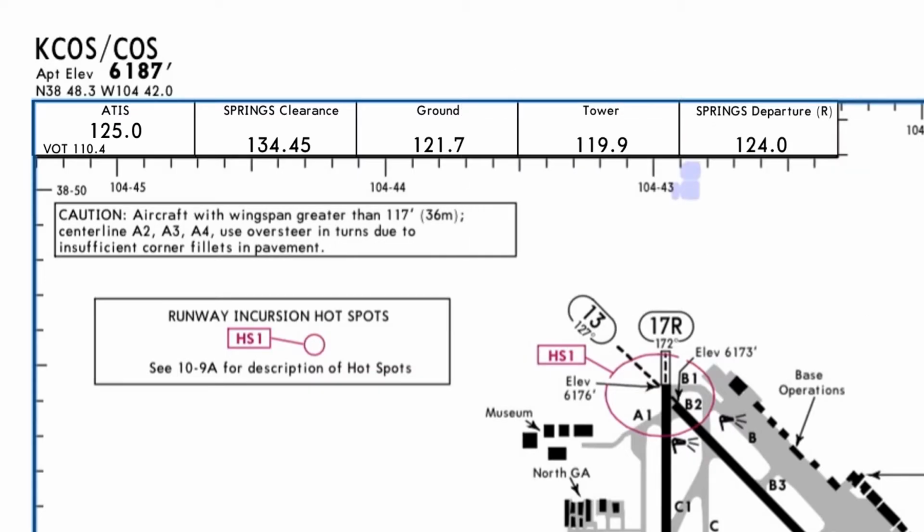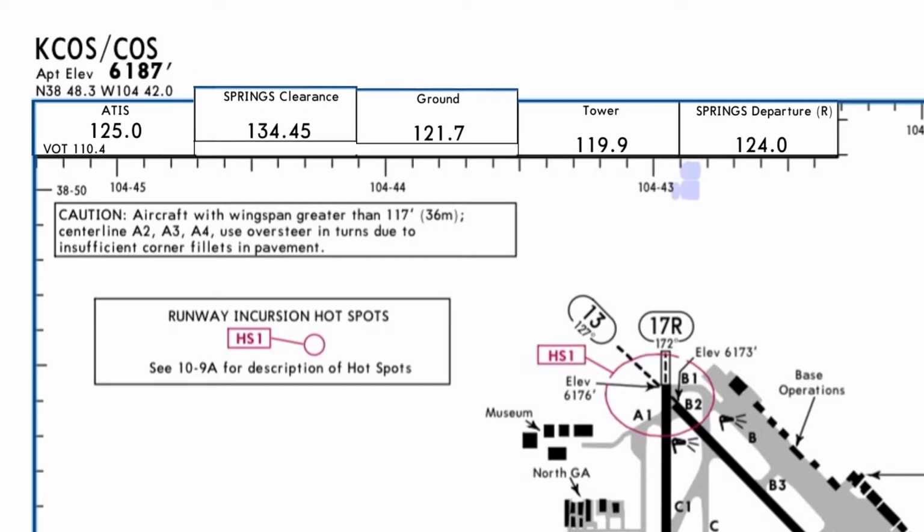Let's say we're going to make a VFR departure. We'll start by grabbing the ATIS, which will tell us the active runway, among other info. Let's say for the purpose of this demo that we're going to be using runway 17 left on the other side of the field. Next, because this is a Charlie airport, we'll need to contact Springs Clearance. They'll assign a squawk, a departure frequency, and any other departure instructions.